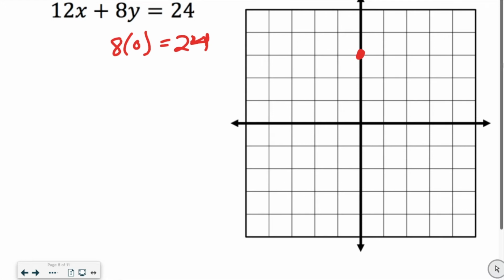Oh my goodness. That 4 does not want to. There we go.